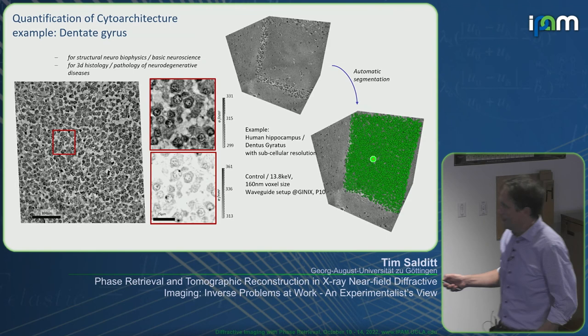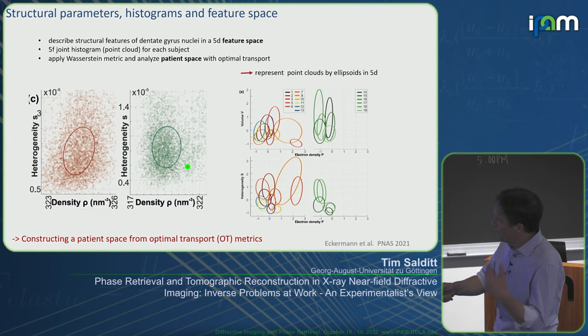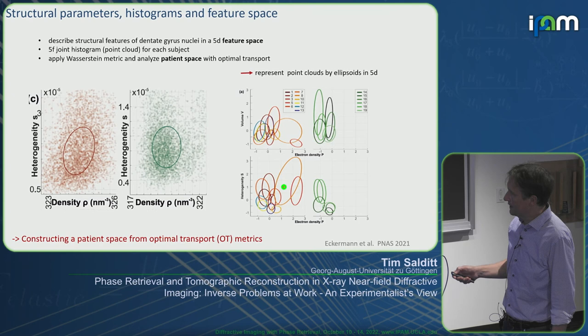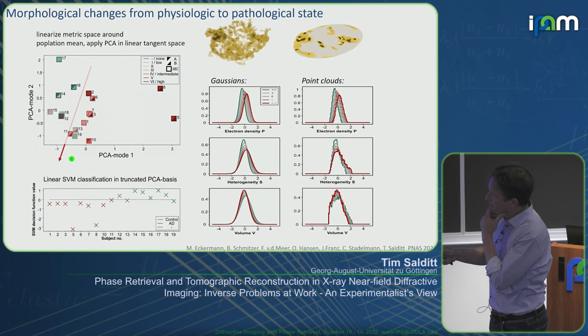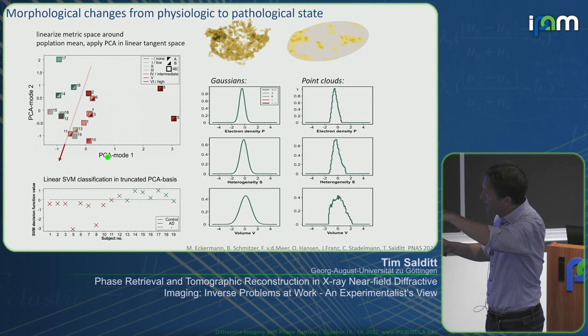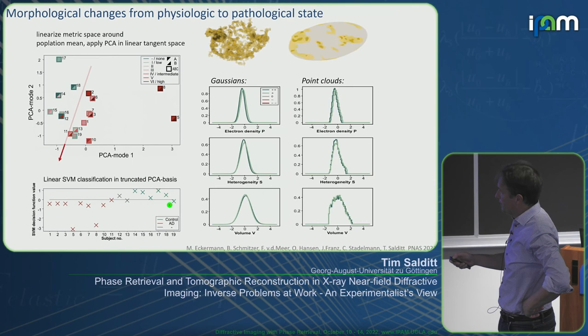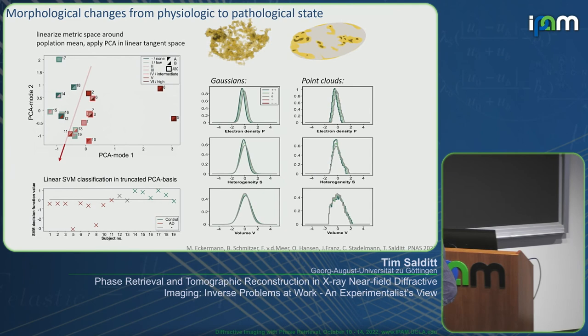In this case, items. And then this is a 2D projection of a point cloud of one sample, for instance, in the space heterogeneity and density of the nuclei. And then we can compare different individuals and different groups, exploiting these optimal transport tools. For instance, taking out 2 PCA modes in this linear tangent space around the population mean, we can then color here for the neuropathological staging, and we can see that there is a tie line here for classification, an SVM classifier, and that allows us to identify the pathway from physiological to pathological structure.